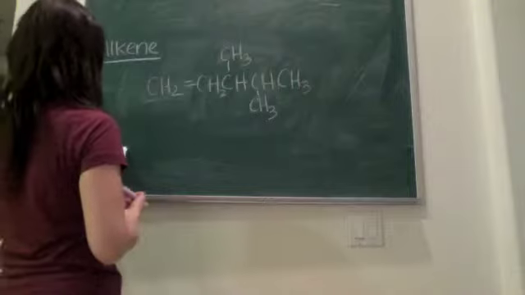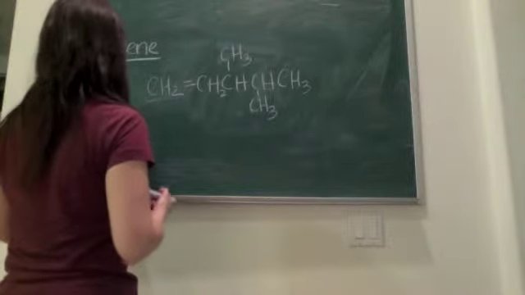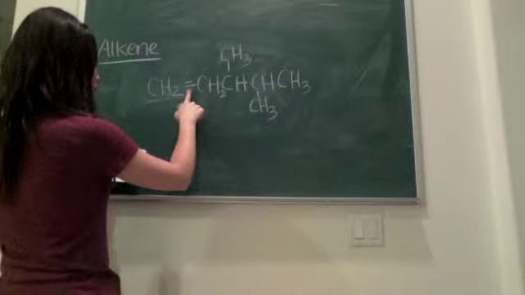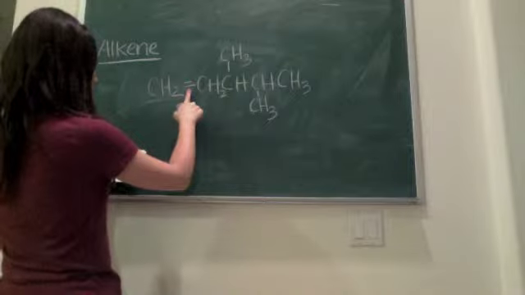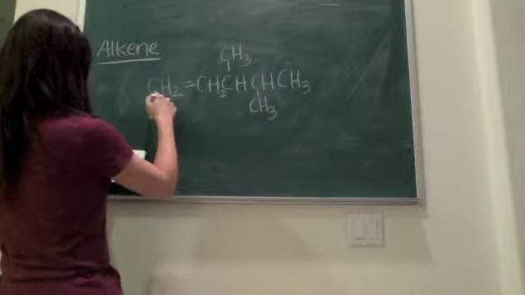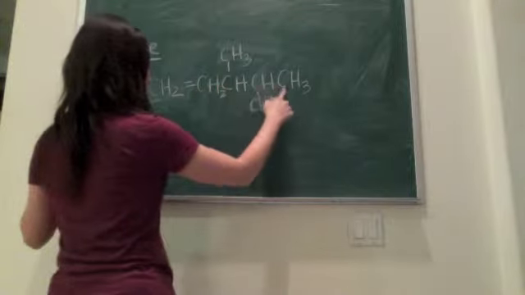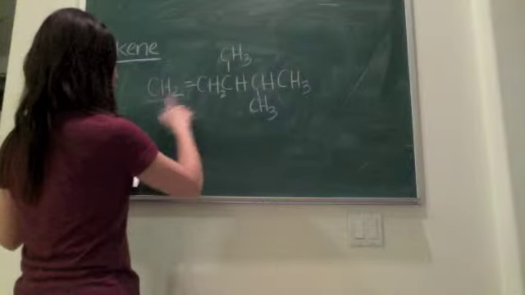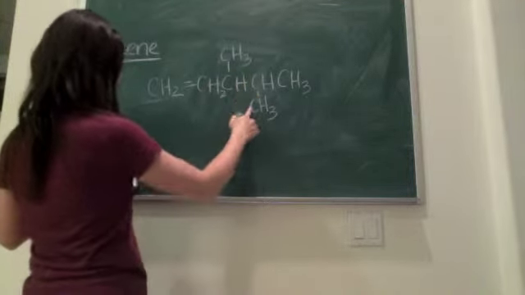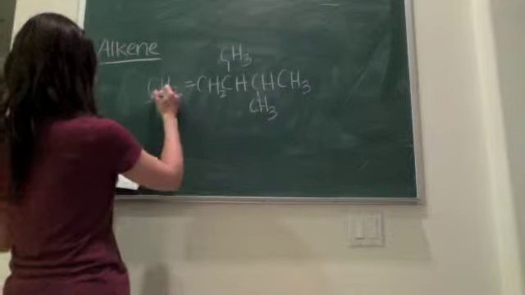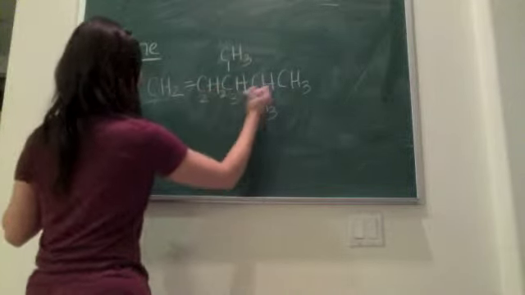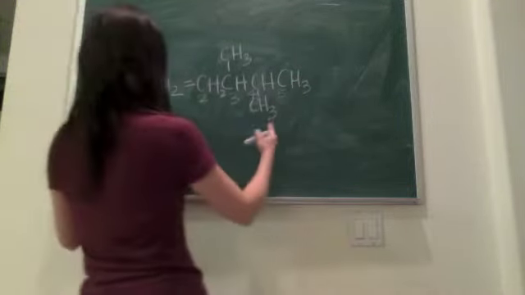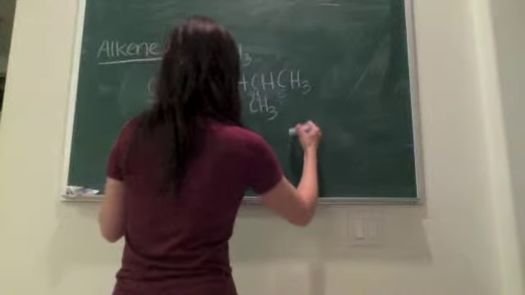Step 1 is to name the parent chain. The end nearest the closest double bond is where you start the parent chain for alkenes and alkynes. So the left-hand side will be number 1. 1, 2, 3, 4, 5, or 1, 2, 3, 4, 5. You can pick either one, it doesn't matter. And since there are 5, it is a pentene.